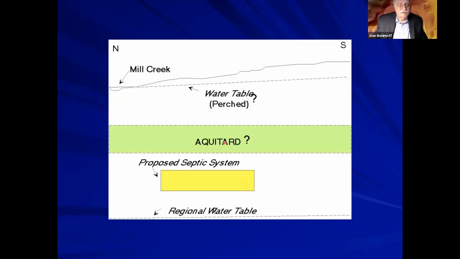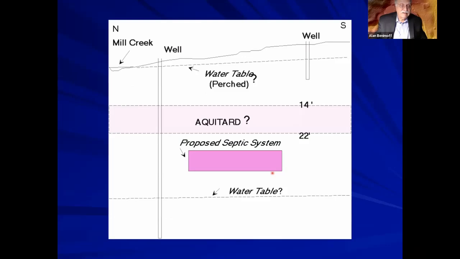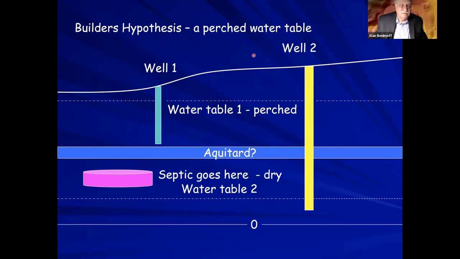The builder thought there was an aquitard here, and that the water table up here was really perched on the aquitard, and there was a second water table down here. So he was going to put his septic tanks under the aquitard, between what he thought was the regional water table and the aquitard. They came up with the idea to drill two wells, one deep and one shallow. If there was an aquitard here, they would seal the pipe here so nothing would go in, and there would be a water table here. The well here should show the water level here and the well here. So here's his idea: septic goes here.